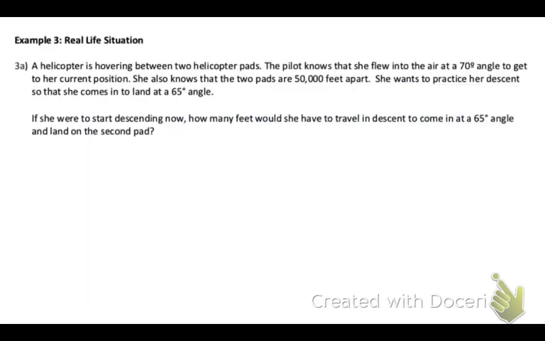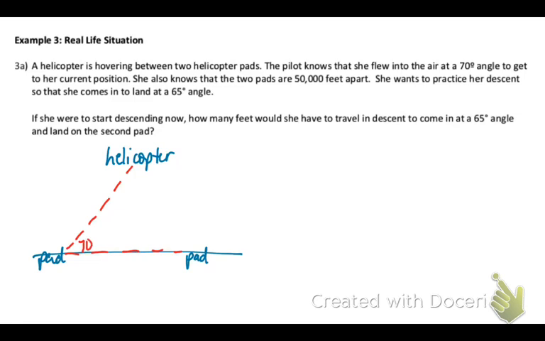All right, let's press on with another example. So a helicopter is hovering between two helicopter pads. The pilot knows that she flew into the air at an angle of 70 degrees from one of the pads to her current position. So let's just sketch this situation. She also knows that the pads are 50,000 feet apart. She wants to practice her landing, so she comes down to land at an angle of 65 degrees.